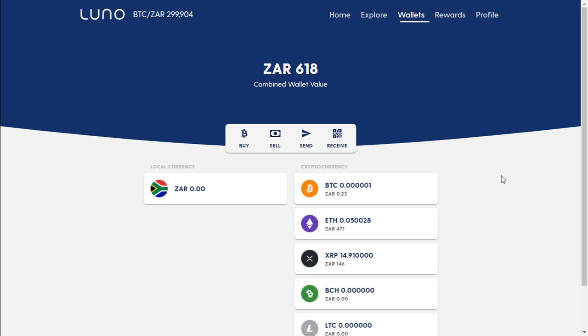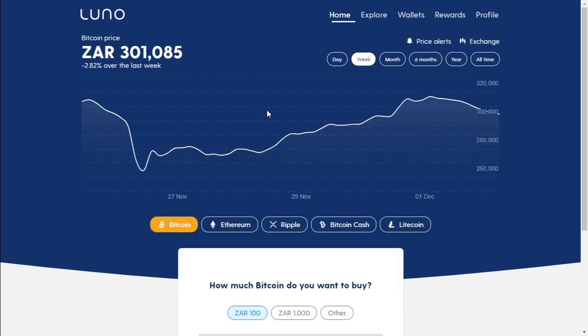Once that is done, it should appear in your Bitcoin wallet. And this is where you can actually buy and sell Bitcoin. And that is the steps on transferring Bitcoin from NICEHASH to an exchange, or Luno specifically.